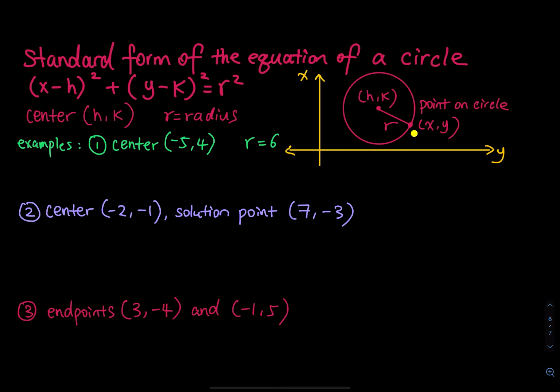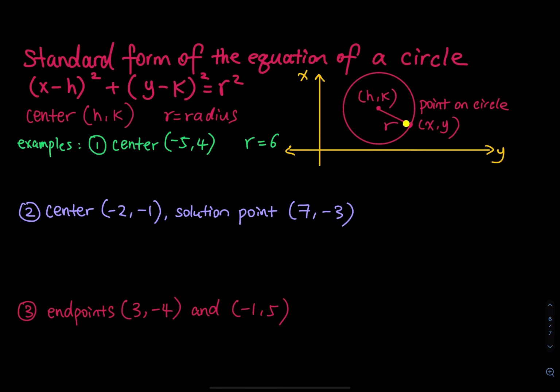We have a circle. The center is at (h, k). So (h, k) is the center, and r is the length of the radius. We keep that as r squared. So when you write the standard form, don't square the r out. Just leave that as a number raised to the square. And then what do x and y represent? x, y represents a point on the circle.